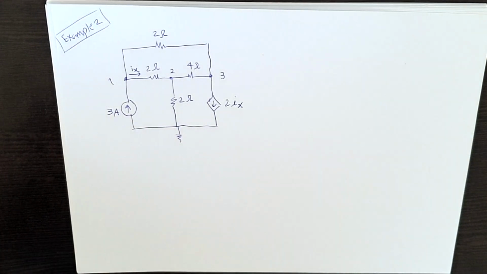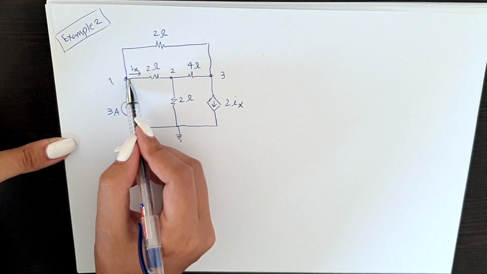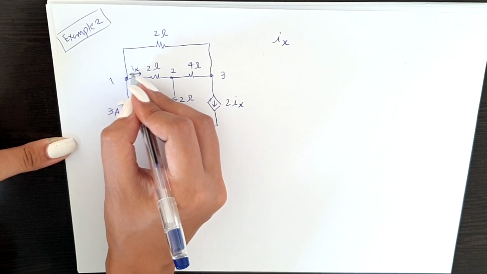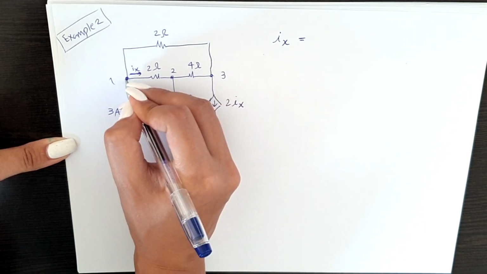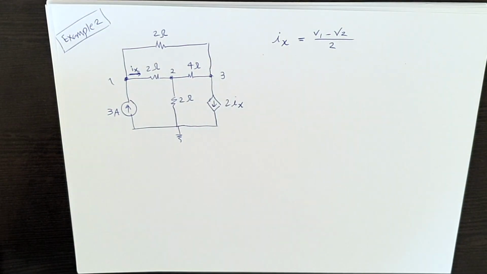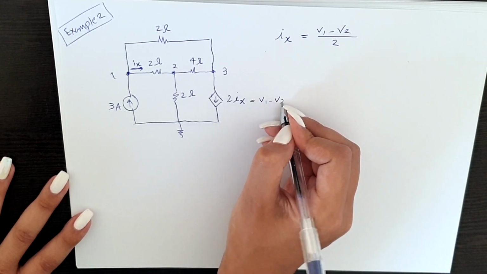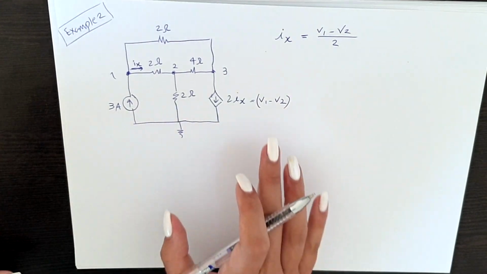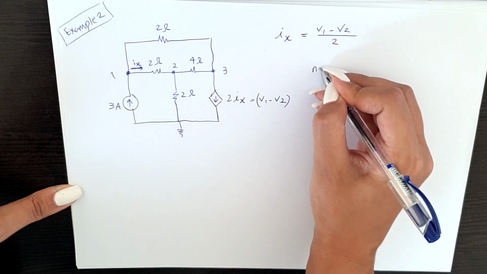So how do we solve this? We don't know this current in here, but what we know is that Ix, with its direction going from V1 to V2, is always (V1 minus V2) over 2. As easy as that. That's all we need to know. So this source is equal to V1 minus V2 because it's 2Ix. And that's the only difference between this example and the other one. So I'm going to solve it now for you guys to see.